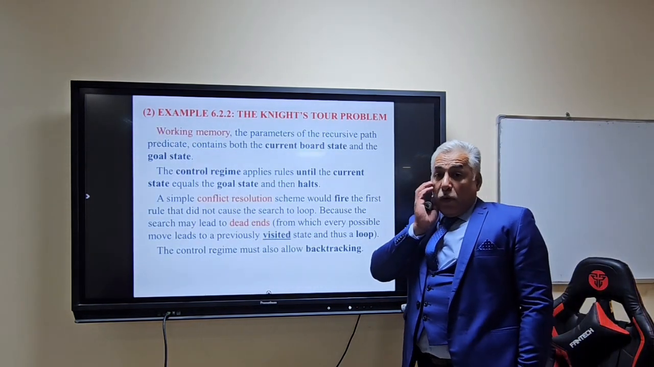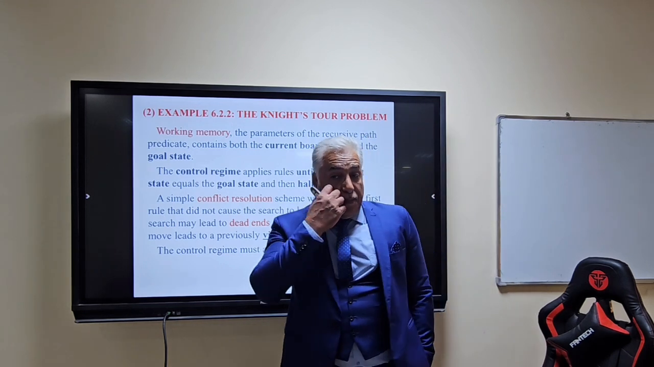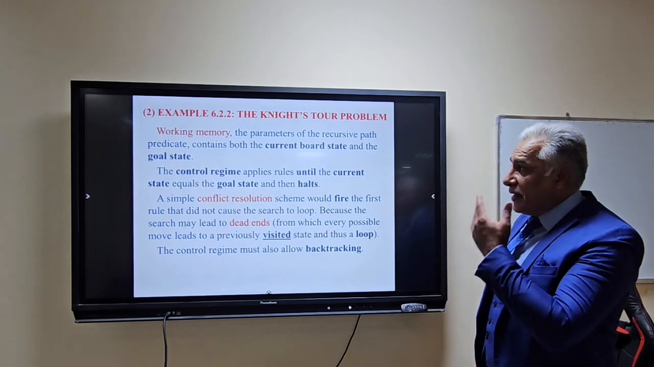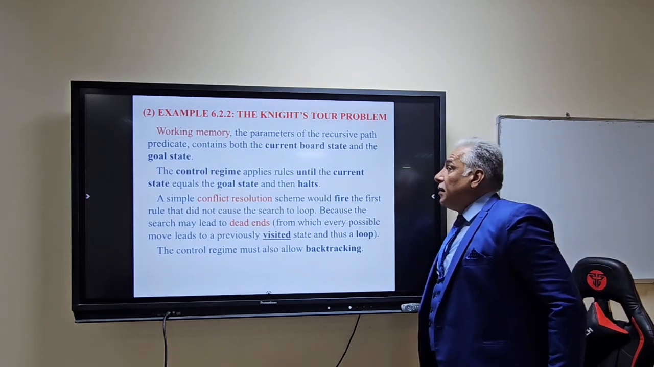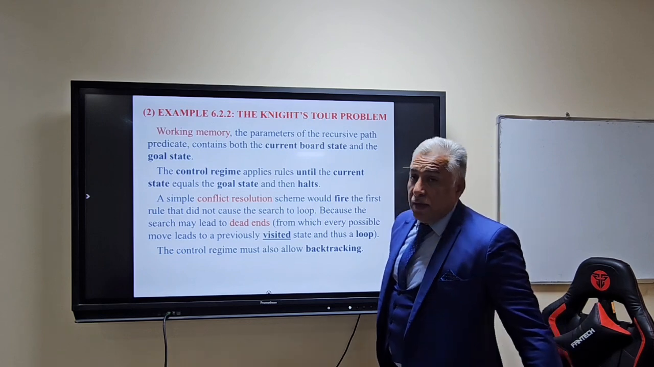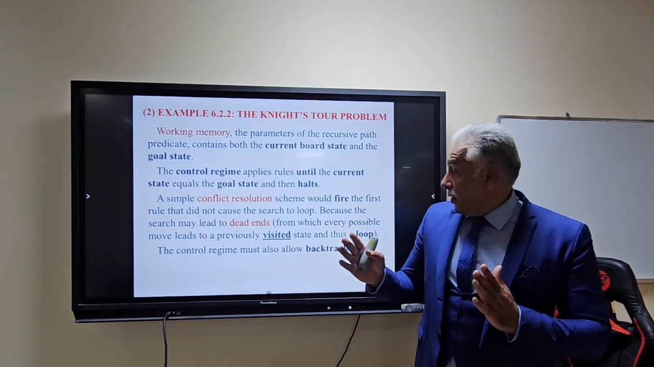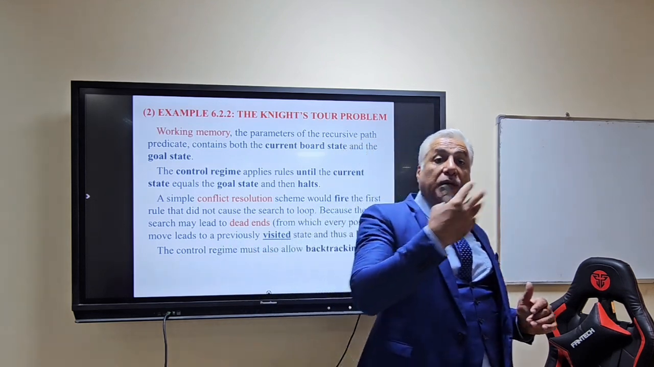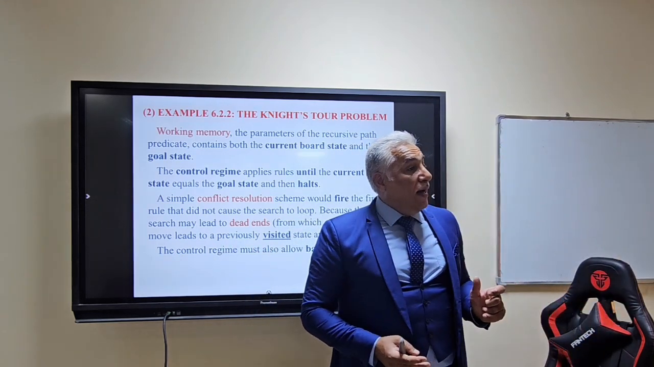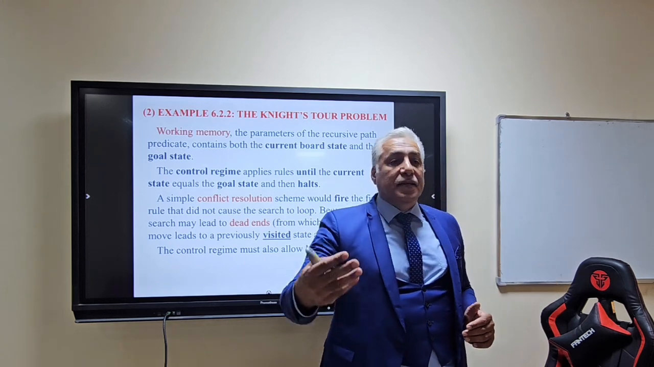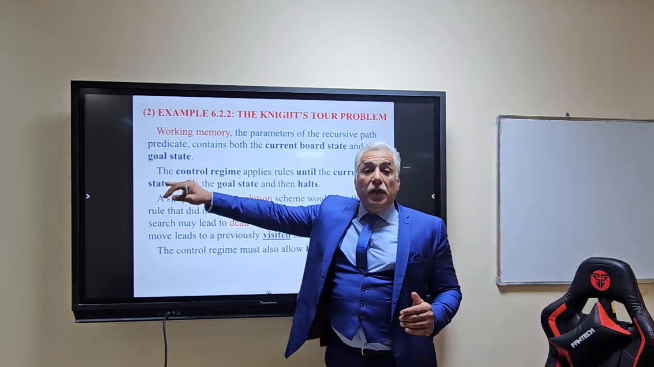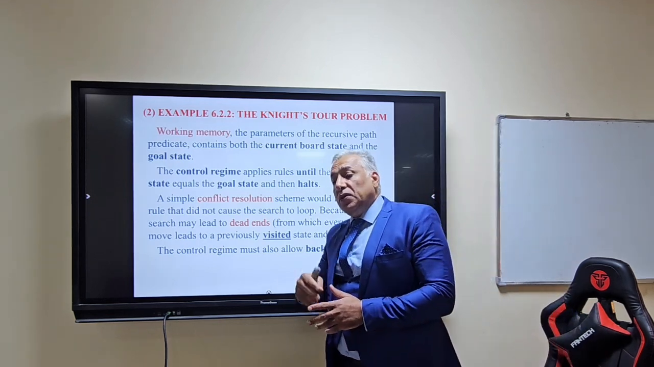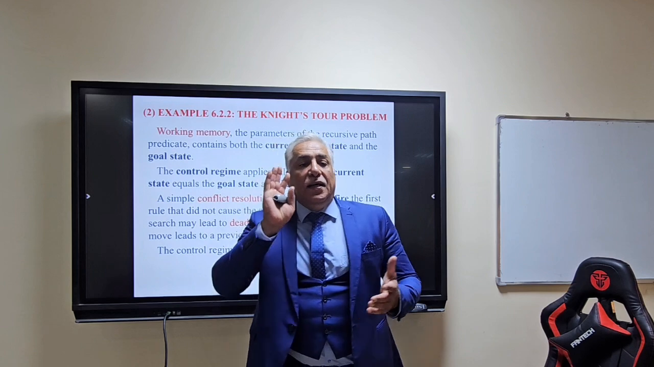Now we were talking about the working memory. That is the main part of the production system. In the working memory, the parameters of the recursive path predicates contain both the current states and the goal states. The working memory consists of two parts: the goal state that I want to reach, and the current state after updating. Thus, the working memory will always be updated until it reaches the stop condition.